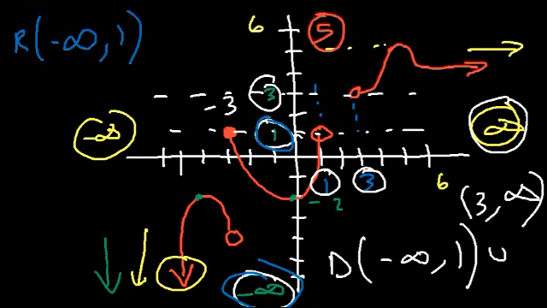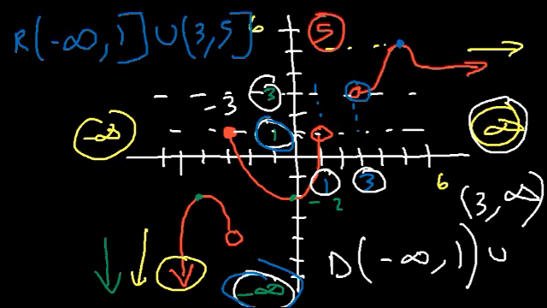Now, it includes 1 because we have a closed circle. And so we need a bracket since we have a closed circle. And then union, now it starts back at 3, but we have an open circle at 3. So we're going to need a parentheses around the 3. And then it stops at 5. Now, there's no open circle here, so it includes 5. And so that's the range for this particular function.